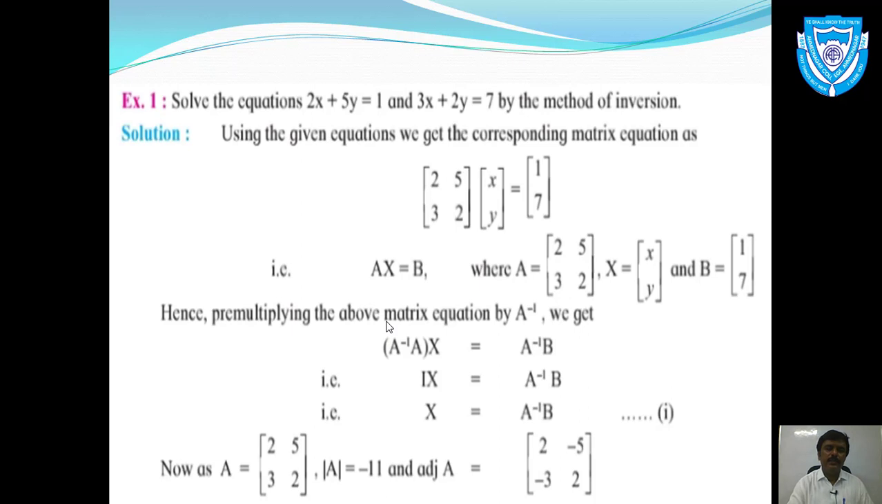Now see, look at this particular example. Solve the equations 2x plus 5y is equals to 1 and 3x plus 2y is equals to 7 by the method of inversion. Here on screen you can observe that we are given two linear equations with two variables. We are asked to solve them. It means that we are asked to find the values of unknown variables.